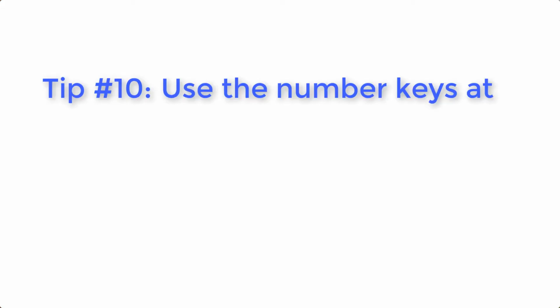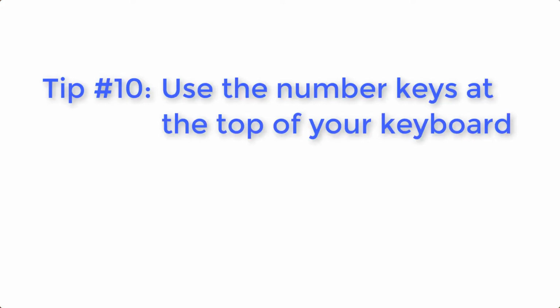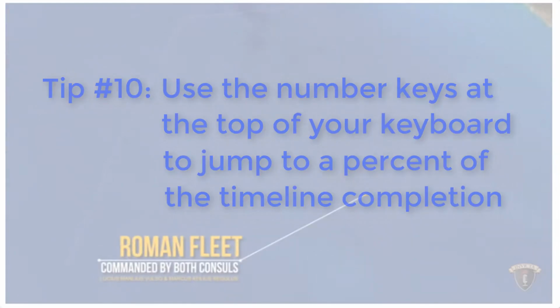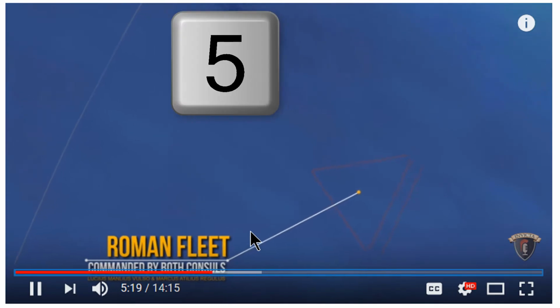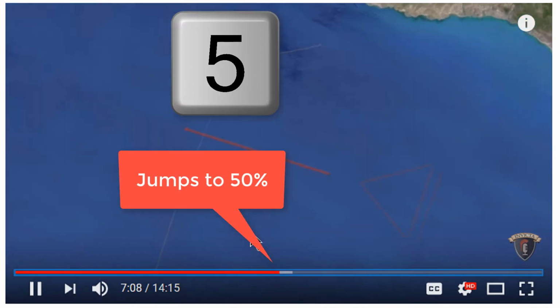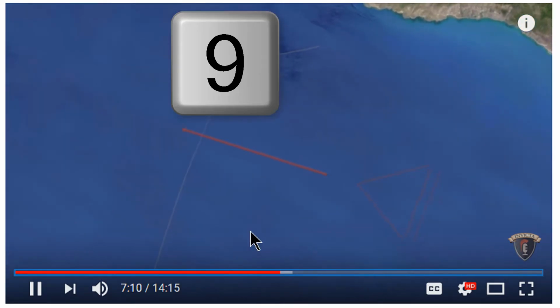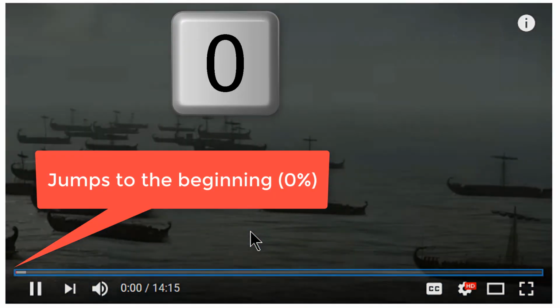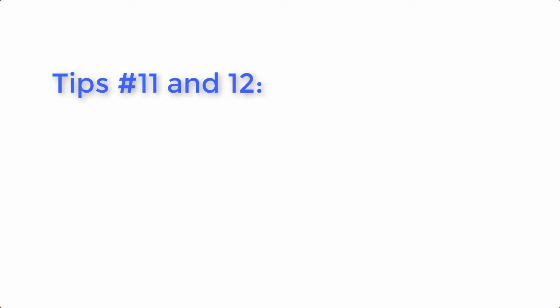Tip number 10, use the number keys across the top of your keyboard to jump to a percentage location in the video. For example, the 5 key will jump to 50% of the length of the video. The 9 key will jump to 90% of the video, and the 0 key will jump right back to the beginning.